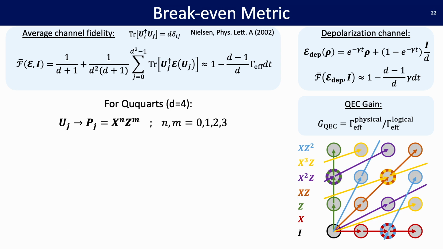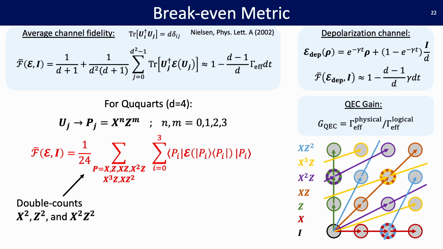For the ququart, things get more complicated. There are now 2 additional directions we can move, and we see that we have overlaps here. That is, we can arrive at a given operator by moving in 2 different directions. And if we try to straightforwardly write down the average channel fidelity, using the similar form as the previous case of d equals 2 and d equals 3, we actually end up double counting these 3 operators.